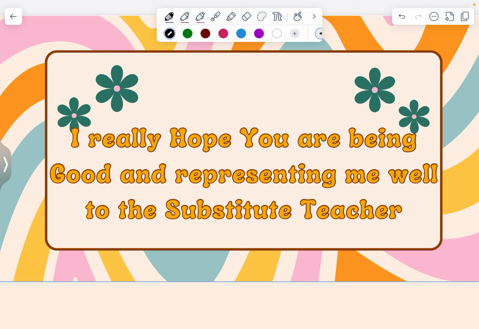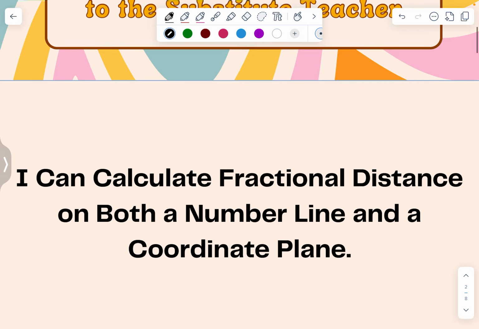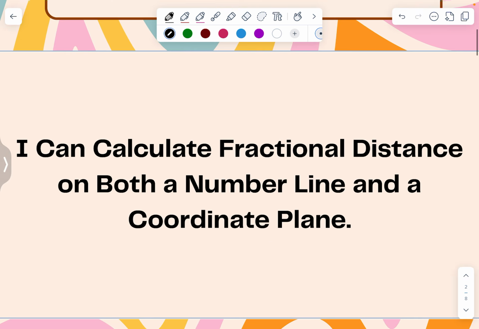So, with that said, what are we learning about today? Today, we are learning about how to calculate fractional distance on both a number line and a coordinate plane. We have already done fractional distance on a number line, so that part will be review. But what's new is fractional distance on a coordinate plane. We haven't done that before. And so what do I mean by fractional distance?